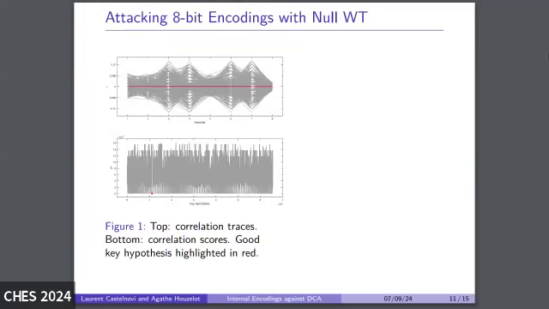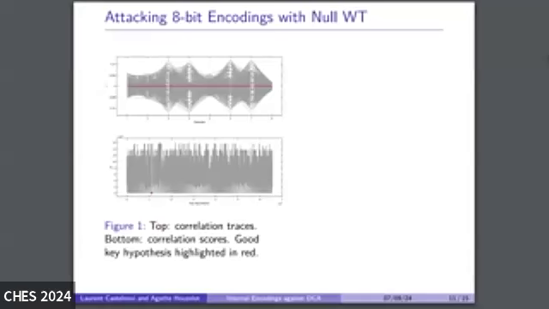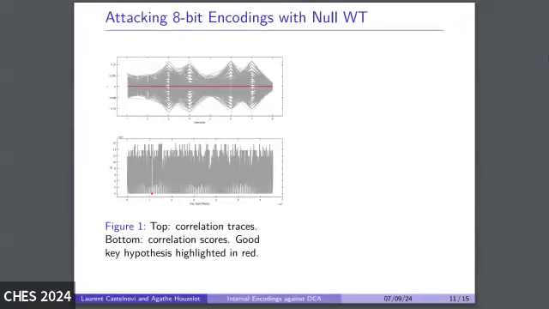Okay, so we performed the attack and we obtained something like this. Here on top you have the correlation traces, so the correlation scores for each point of the traces, and on the bottom you have the correlation scores, so it is the highest absolute value for the correlation score for each possible key guess. And in both figures you have the correct key hypothesis highlighted in red.